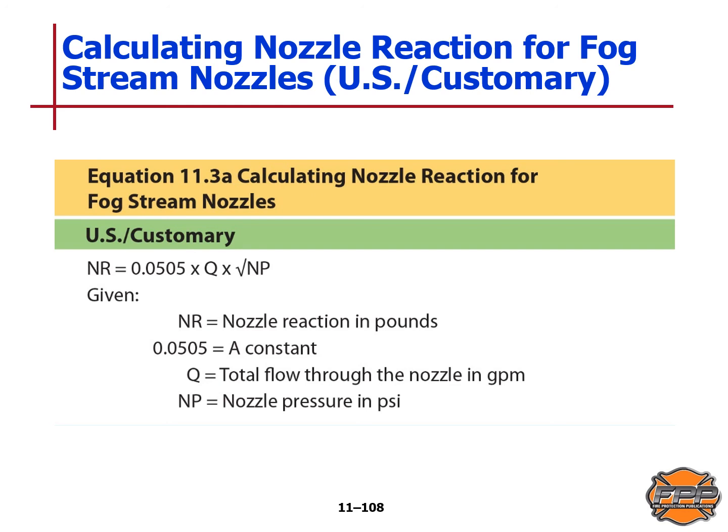This is equation 11.3a from your book. And so for US customary or imperial measurement, you have NR, which is nozzle reaction, equals 0.0505, which is your constant, times Q, which is total flow through the nozzle in gallons per minute, times the square root of NP, which is your nozzle pressure in PSI.